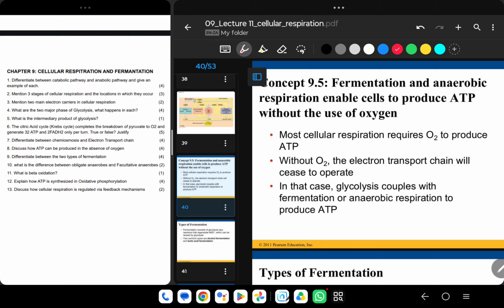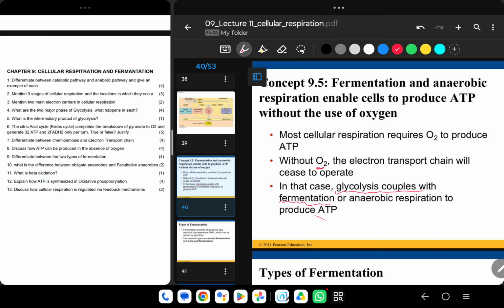Without oxygen, the electron transport chain will not be able to operate. If it doesn't operate, does it mean that we can't form ATP? No, we can still form ATP, but the amount of ATP formed without oxygen is less compared to the one formed in the presence of oxygen. When there is no oxygen, glycolysis couples with fermentation or anaerobic respiration to produce ATP.